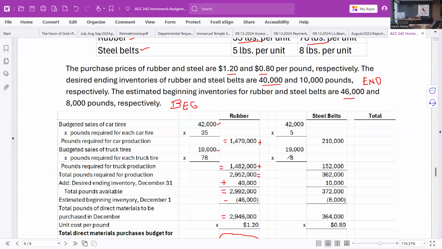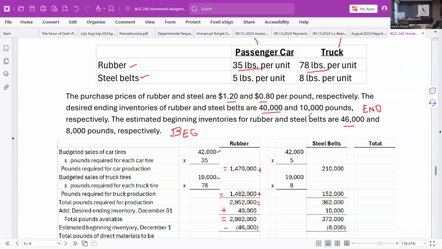Same thing for steel belts. Again, for passenger car tires, we plan to produce and sell 42,000 of these. Each one of these tires needs 5 pounds of the steel belts. So passenger car tires need 5 pounds. So this is the total amount that we need in terms of steel belts. Truck tires, though, need more than that. They need 8 pounds. So the truck tires are going to need 152,000 pounds of steel belts.